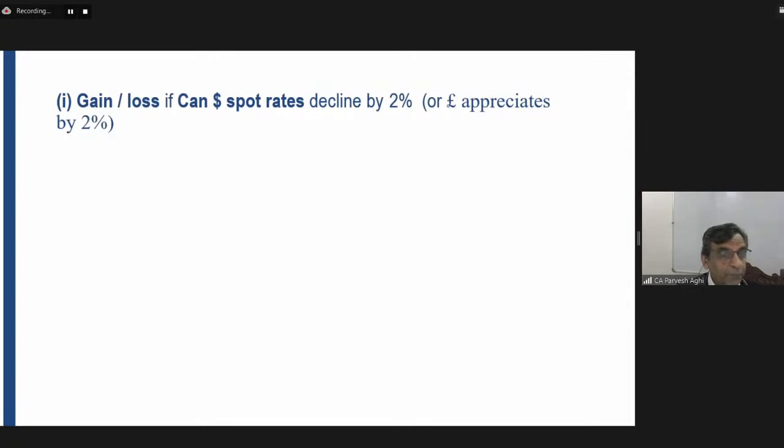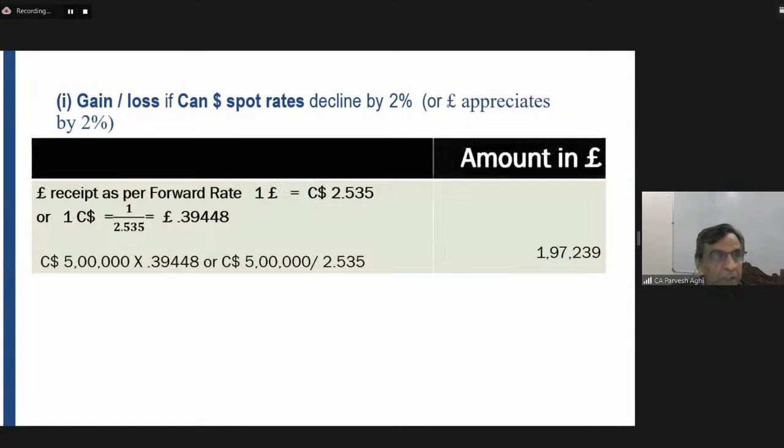Now, I told you that in this case, this person would be very happy because he has already factored in about 3% per annum decline in the forward rates, or roughly about 1.5% for 6 months. Whereas the Canadian spot rate has declined more, so he should be very happy because he will be making a gain by doing so. Okay, so let's check that.